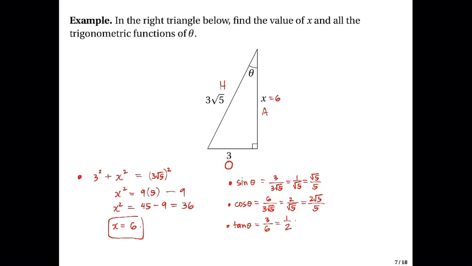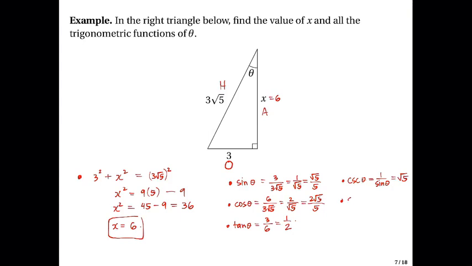For the other 3, let's get the reciprocals. Cosecant theta. This is 1 over sine theta. And 1 over sine theta, the reciprocal of this, or the reciprocal of this. So this guy here, it's square root of 5.